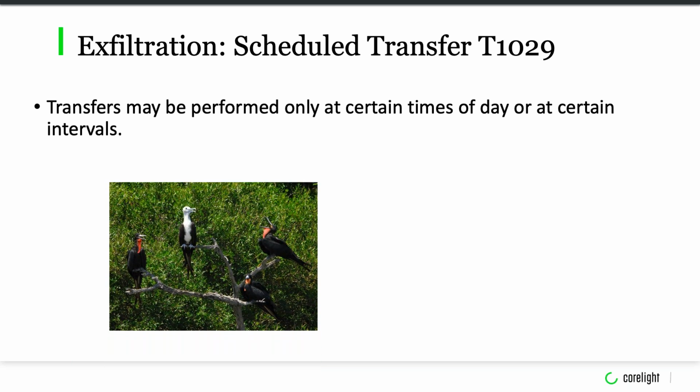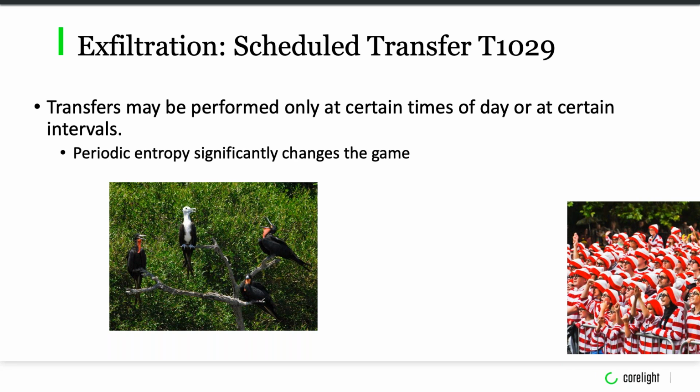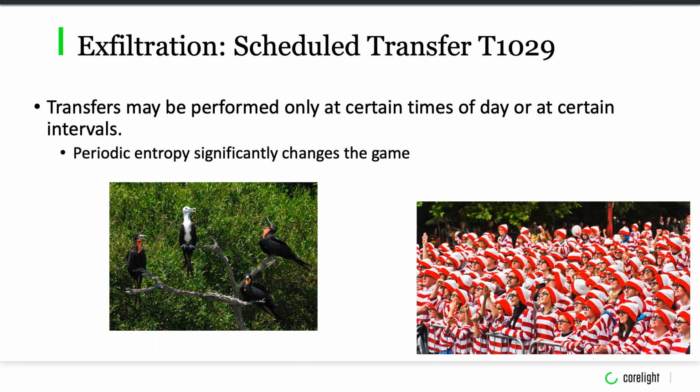If I were to take an example, it's easy to tell these frigate birds apart by their distinguishing traits. But if we put in any type of periodic entropy, that's going to significantly change the game. Looking at the graphic on the right from the left, when you have a degree of entropy, and all networks have some degree of entropy, that really makes it non-trivial to detect.